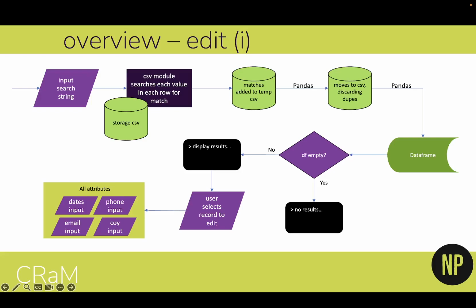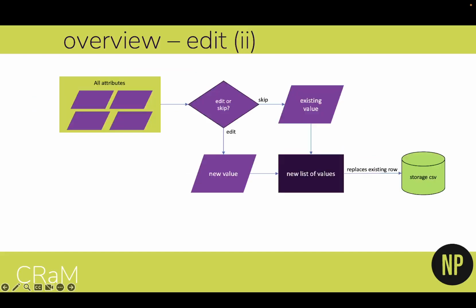And then those attributes are displayed one by one, which the user can elect to keep or change. If the user elects to edit, then a new value is input, and that new value is added into a new list of values with the index number of where that value belongs. Likewise, if they elect to skip and keep the existing value, then the existing value is inserted into the new list, with the correct value.